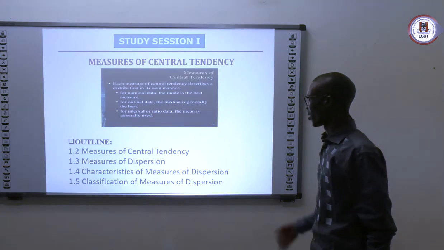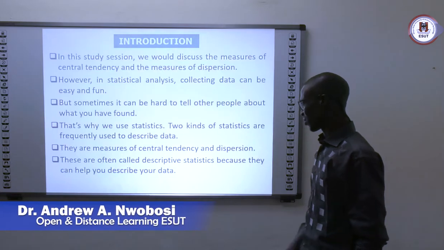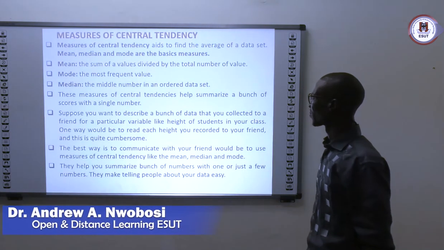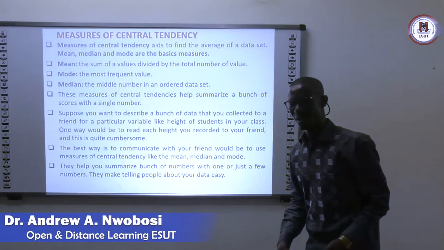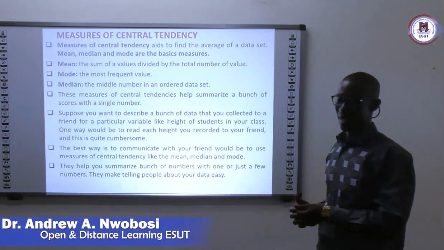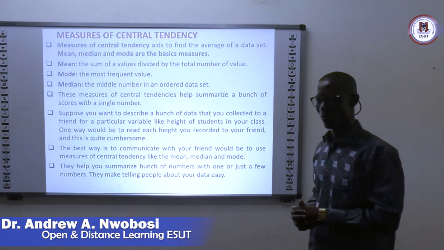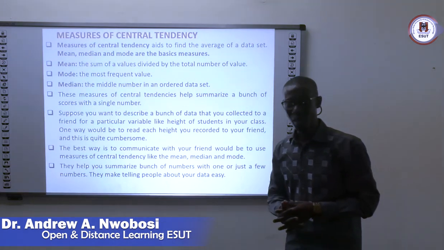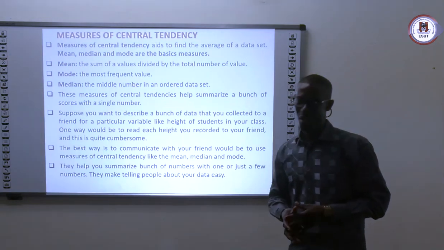and their measures. We start with measures of central tendency. Let's look at central tendency. What are the measures of central tendency? Or what is central tendency all about? Central tendency is just a statistical idea that is in finding the average of a data set. We talk about the mean, the median, and the mode as some basic measures.